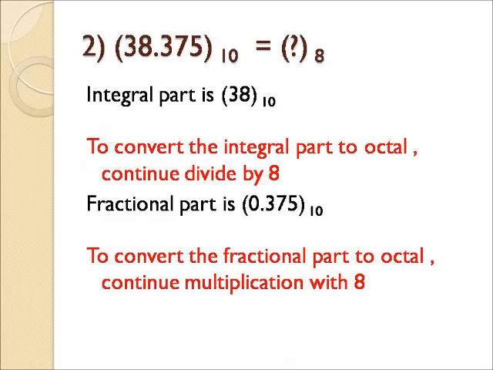Here we can see the second question, that is 38.375, which is a decimal number. We want to convert that decimal number into an octal number. Here we know that 38 is the integral part. To convert that integral part to octal, we have to continuously divide by 8. Here the fractional part is 0.375. To convert the fractional part to octal, we have to do continuous multiplication with 8.